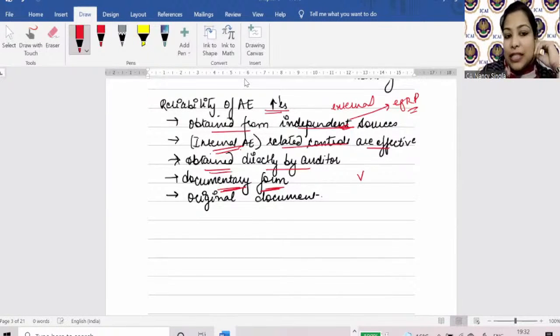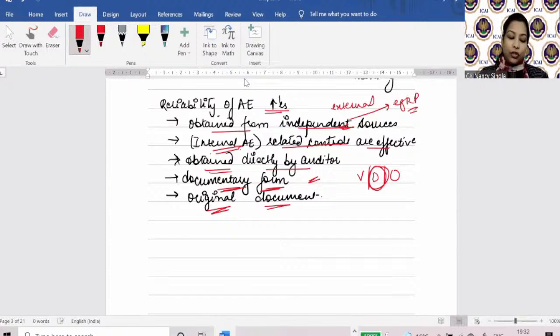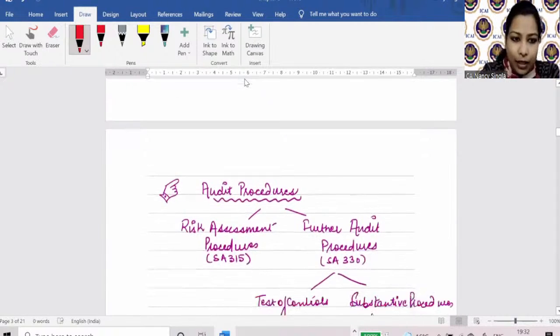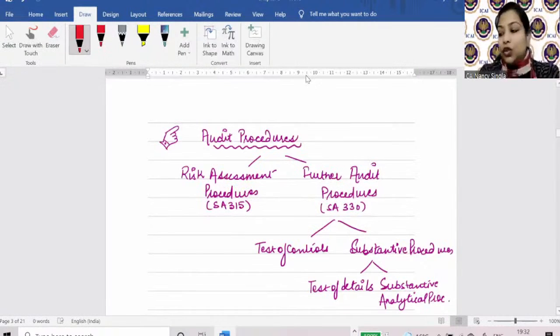Form. We have just seen visual, documentary and oral. So documentary form is more reliable, and original documents are more reliable as compared to photocopies. So a very simple and a very interesting topic that we have covered. Clear? So first of all, today we have done our SA 500. Only one topic is left, that is about what all the audit procedures are, which I'll be covering right now.